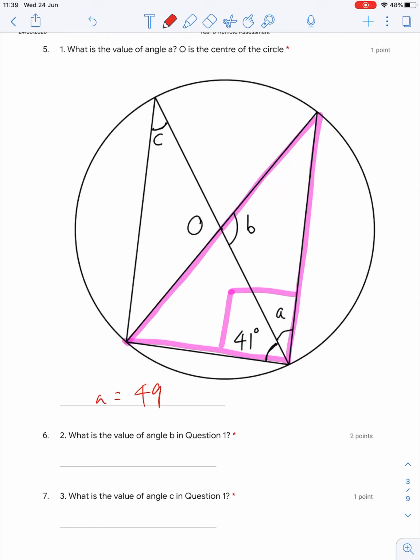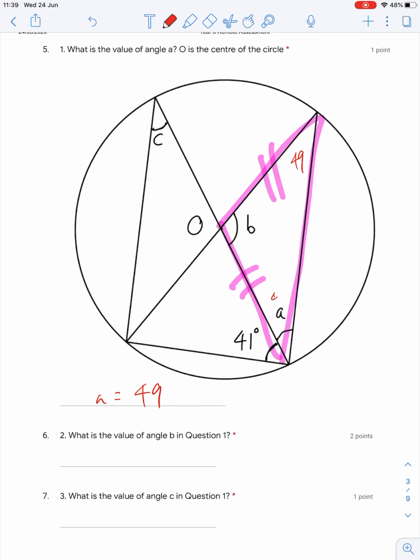What's the value of angle B? Well, this here triangle is isosceles, so that's the same length as that. And if we know that A is 49, its friend over there is 49, two 49s make 98. And if you're trying to make it up to 180, what do you need there? 82. So B is 82.